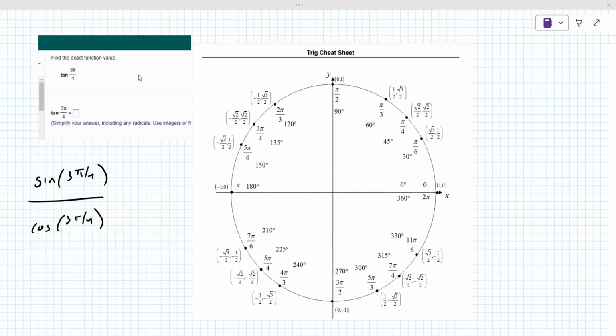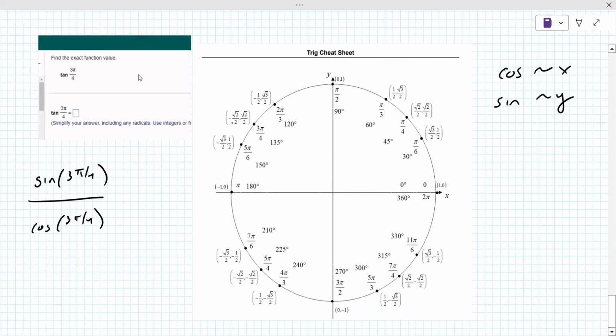All right, there it is. So you're asked to do tangent of 3 pi over 4. The fact that you have the unit circle is really, really helpful. Sine of 3 pi over 4, when you get there, is the y value. So you have to remember that cosine is really like the x value and sine is really like the y value. So it's right here.